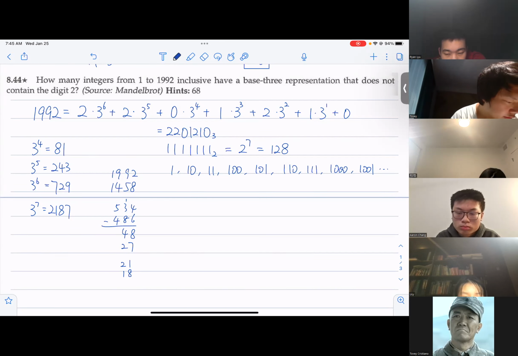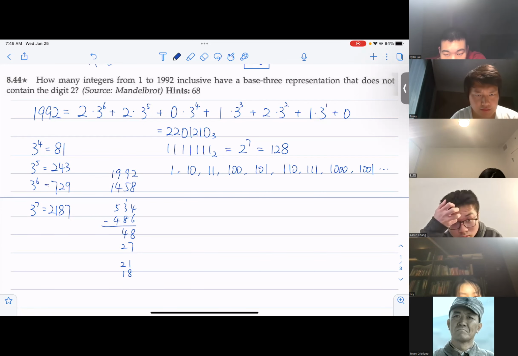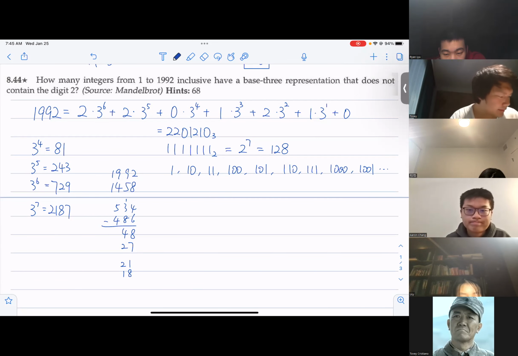How many integers have a base 2 representation at the start? Yeah. Okay, so if you guys are fine with this, then we can move on.